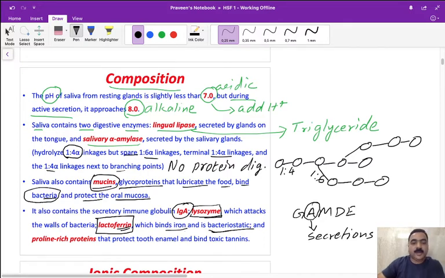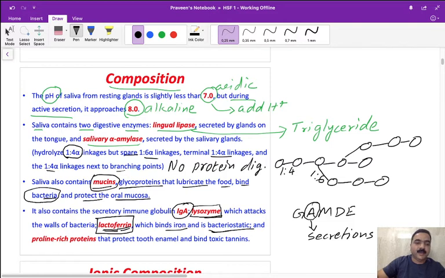Not only that, the iron is very corrosive in nature, and when it binds to the teeth and the enamel, it can cause corrosion there. So the lactoferrin prevents the corrosion of the teeth and prevents the decaying of the teeth. So it is useful for the protection of the teeth.